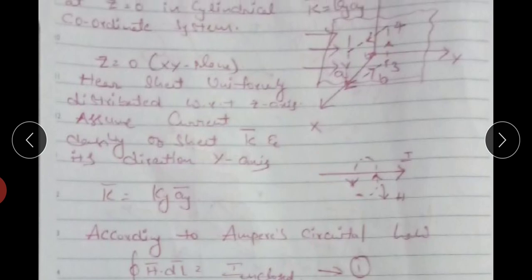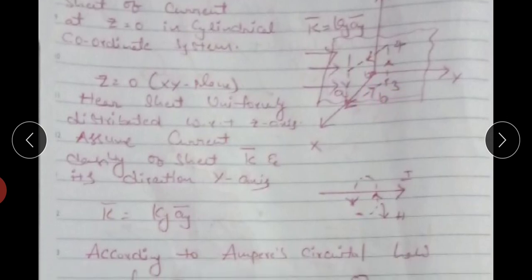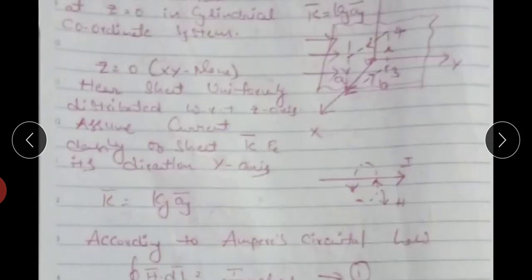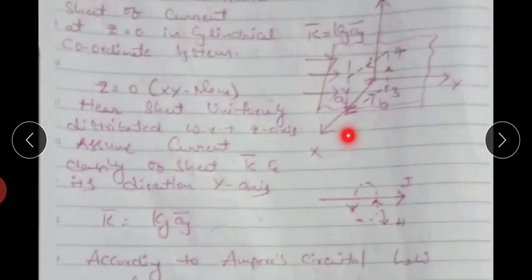So next, apply Ampere's circuital law. According to Ampere's circuital law, the closed line integral of h bar dot dl bar equals I enclosed, equation 1. To apply Ampere's circuital law, first consider an amperian path. So consider a rectangular amperian path 1 2 3 4 1, and assume this length equals b and the height of the rectangle equals a meters.